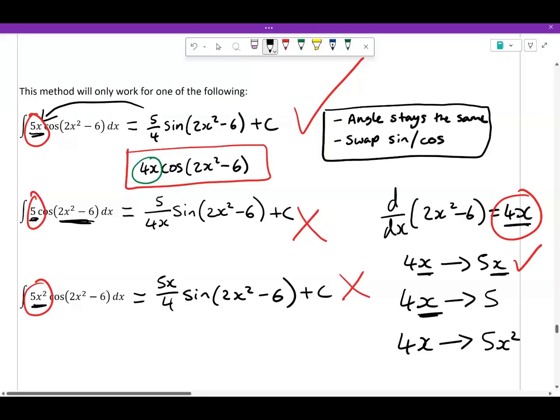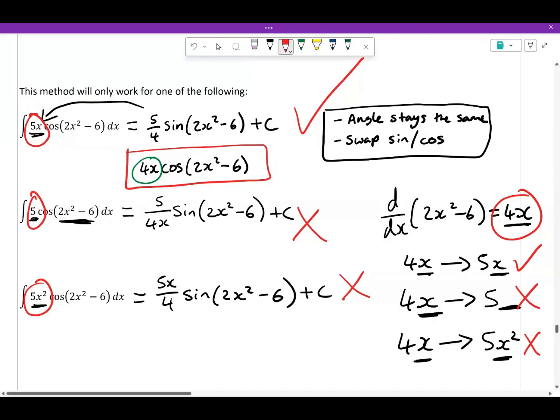For the next one, we have x to the power of 1 here. We don't have any x over here, so we'd have to multiply by something involving x, so we can't use the reverse chain rule for that one. And in the final one, we have x to the power of 1 and x squared, so we'd have to multiply by something involving x, so we can't use the reverse chain rule here.